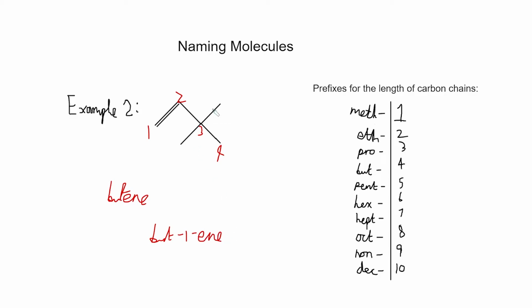Then we need to look at our branches again. We have 2 branches of 1, so we have 2 methyl branches. But how do we show where those branches are, and that there are 2 of them? Well, they're both bonded to the third carbon, so we're going to write 3,3 to show the location of each one, and then when we write methyl, we're going to add a di to the front of it. And that shows us that there are 2 branches, and this tells us where each one is, and we know it's but-1-ene from the double bond.